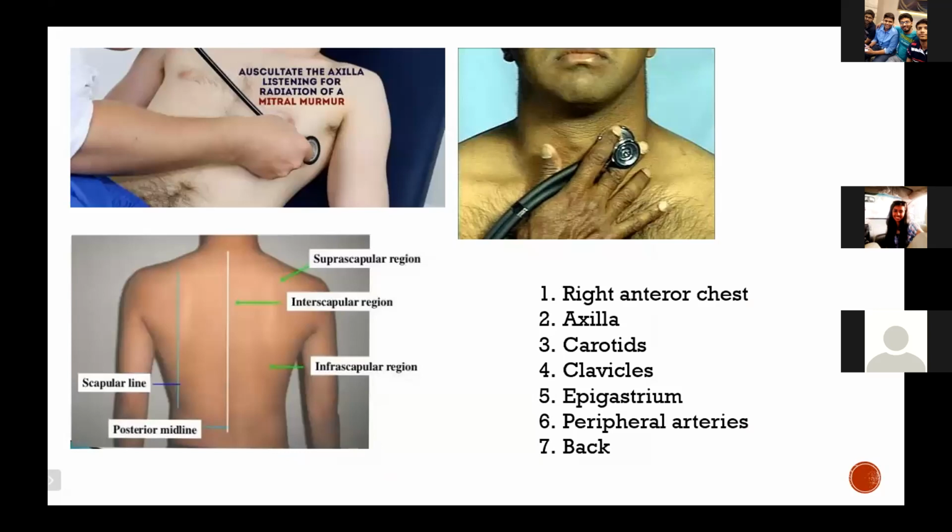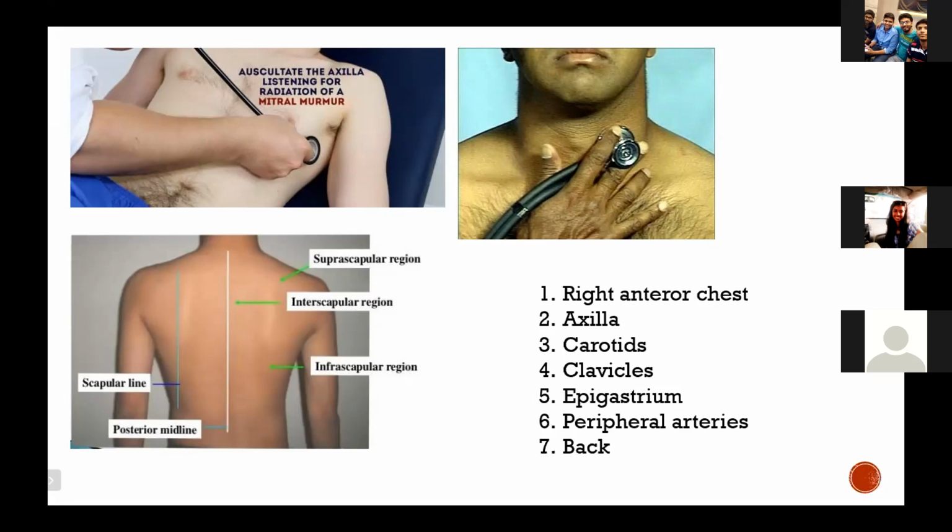the right anterior chest. That is only if you're suspecting a dextrocardia, you should also auscultate the right part of the precordium. Similarly, the other sites that we should auscultate are the axilla. That is mainly if you pick up a murmur in the mitral area, especially a murmur of mitral regurgitation, which will be radiating to the axilla. So you should auscultate the axilla as well. Similarly, the next area is your carotid. Whenever there is an aortic valve disease, the murmur will be radiating to the carotid. So we should also auscultate the carotid.